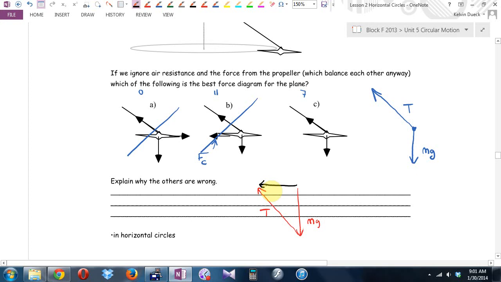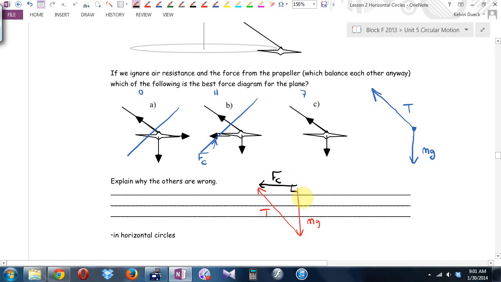I didn't need to draw it on the free body diagram. I didn't need to include it in diagram B. It's included in diagram C. There are only two forces acting on it, and those two forces together, like that. It says explain why the others are wrong.